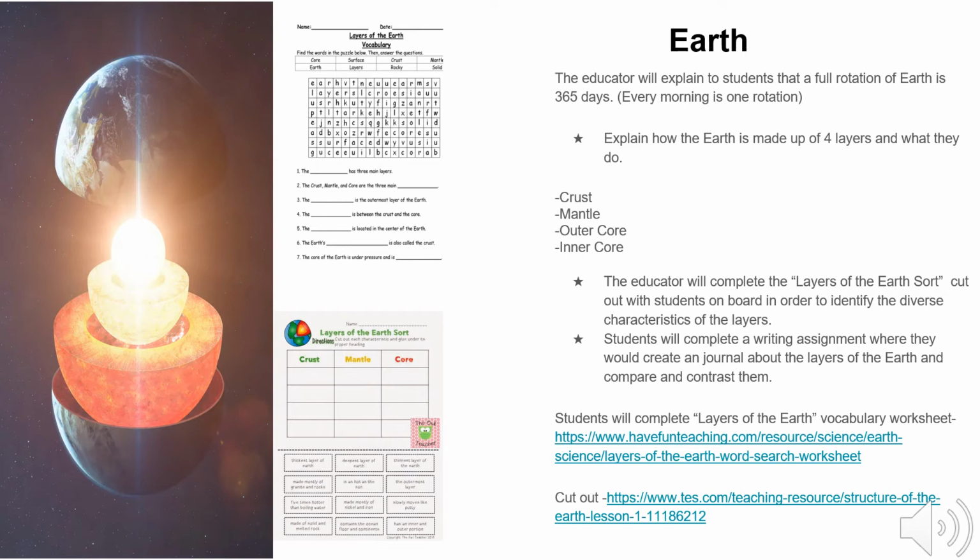Finally, students will complete a vocabulary worksheet titled Layers of the Earth Vocabulary, where students are encouraged to find the words in the puzzle and fill them in. So, the first one, there are 7 questions, and based on each word, they'll be able to fill it in correctly.